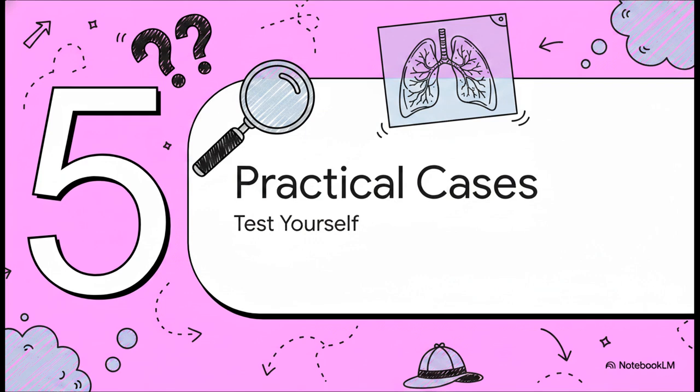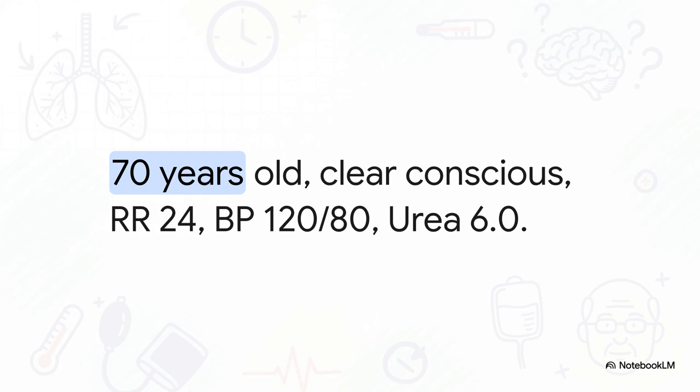And finally, Section 5, Practical Cases. It is time to put our clinical detective skills to the ultimate test with a couple of real-world patient scenarios. You ready? Here's case number 1. A 70-year-old patient comes in with a cough and a fever. Let's check the vitals. They are fully conscious and clear-headed. Respiratory rate is 24. Blood pressure is rock solid at 120/80, and the lab work shows urea at 6.0. Take a quick mental note of all those numbers.